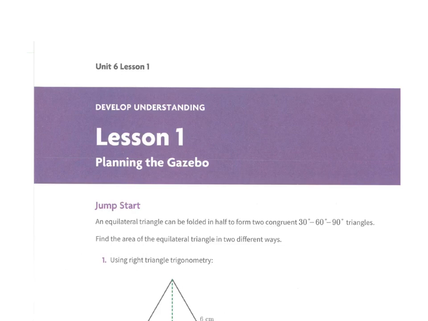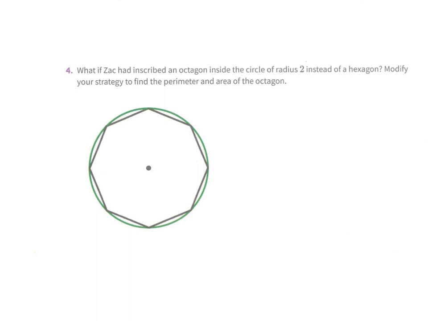So let's take a moment and look at an example from 6.1 and see how we can find the area and perimeter of a regular polygon. Okay, let's see this situation where Zach has an octagon that he wants to make for his gazebo, and we want to see how we could find the perimeter and area of this.